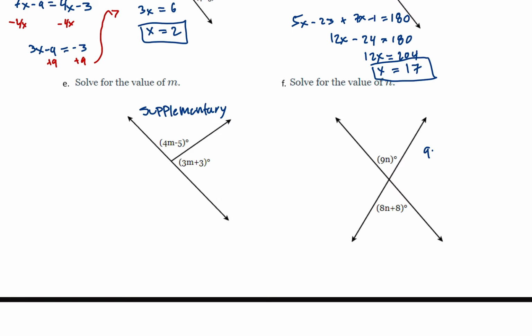So I can say 9n is equal to 8n plus 8. Then if I subtract 8n from both sides, I end up with n is equal to 8. And just like that, I found n.